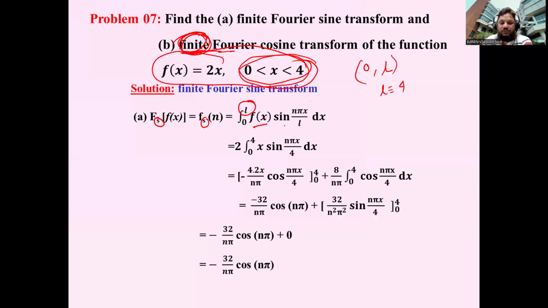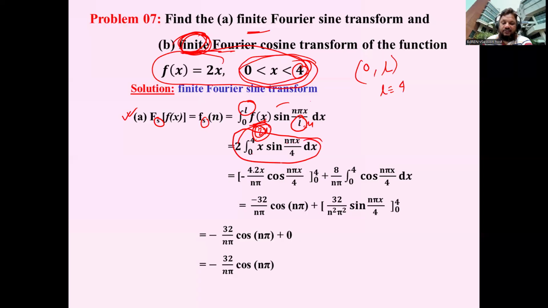Now, if we want to find the Fourier sine transform or cosine transform, in this case we first find the Fourier sine transform. That's why we write 0 to L, and L is 4 here. So we write 0 to 4, and f of x is 2x. As 2 is a constant, we can take it outside the integration, and we write x sin(n pi x by 4) dx, since L is 4.